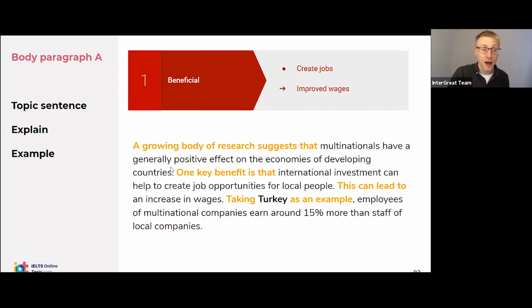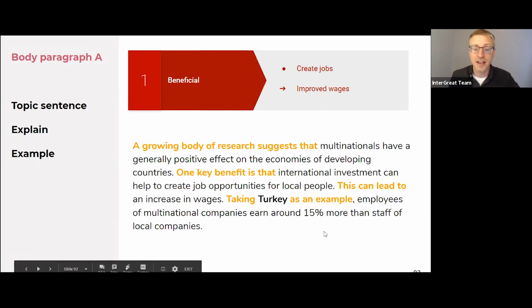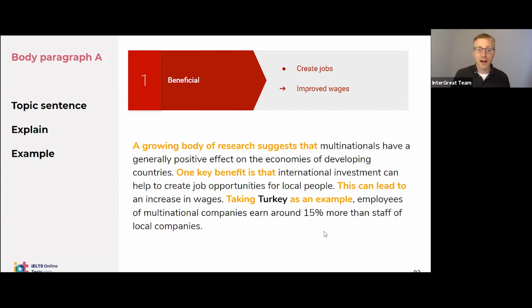And this was a question one of our students asked earlier. And that's a very good question, Jennifer. Will the examiner check if we're saying facts? No, absolutely not. Statistics can be from your imagination. That's absolutely fine. You could say, taking Turkey as an example, employees of multinational companies earn 20%, 15%, 40%. As long as it sounds logical, that's fine, okay? Exactly, Godze. I don't know whether it's true or not, but it sounds logical. That's all that matters in the test. You're not being tested on your general knowledge, just that you can create examples.